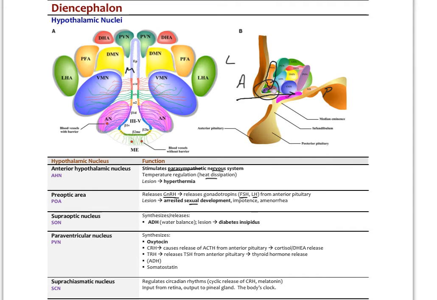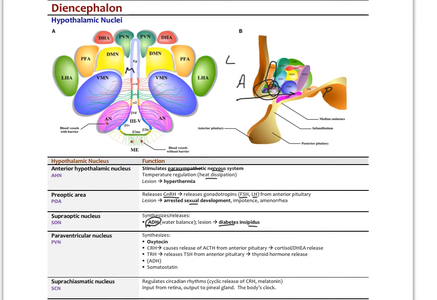The supraoptic nucleus, SO, that's right here, synthesizes and releases antidiuretic hormone, and that's going to be very important for water balance in the body. Antidiuresis means it prevents the loss of urine, and so ADH actually retains water. Unfortunately, if you lose ADH function, you just urinate copiously, and you tend to lose a lot of electrolytes with that as well, and that's called diabetes insipidus. So that's the supraoptic nucleus.